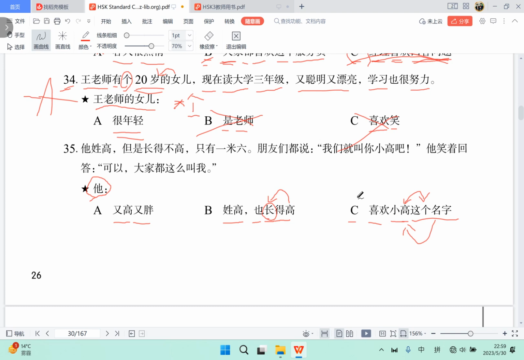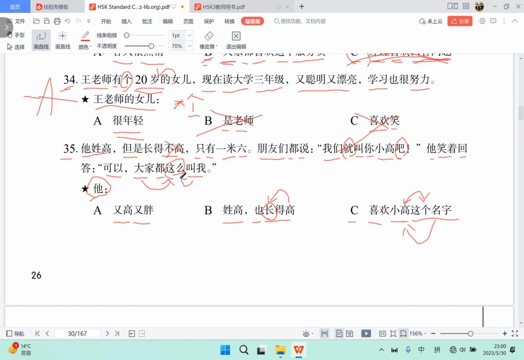is this name. Okay, 35, 他姓高, so his family name is 高, 但是长得不高, but he doesn't grow very tall. 长得不高只有1.6米, so only 1.60 meters. 朋友们都说, so friends all said, 我们就叫你小高吧, we just call you little 高, junior 高. 他笑着回答, he answered with a smile, 可以, so okay. 大家都这么叫我, so everyone calls me like this.